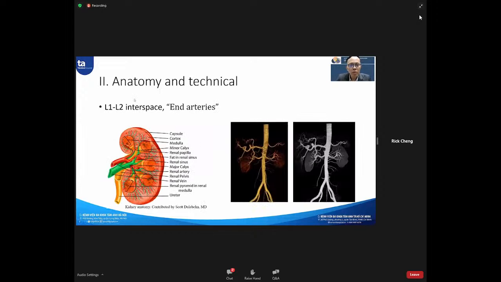So the anatomy and technique. Each person has 2 renal arteries, one on the right side and one on the left side. They come from the abdominal aorta at the level L1, L2. And as you know, the renal artery is an end artery, so it means no collateral. So it's very important for everyone who wants to do renal artery embolization.